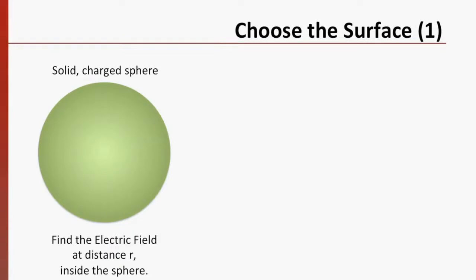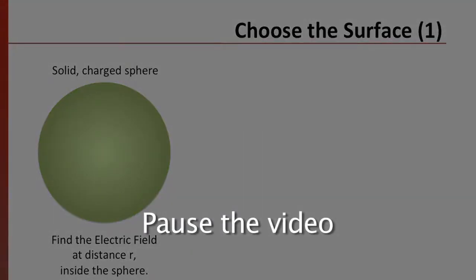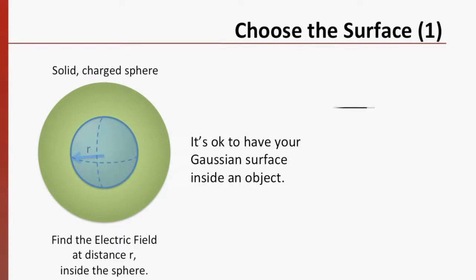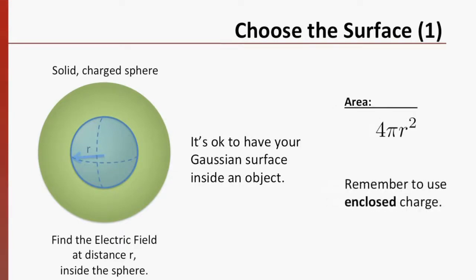Here's your first challenge. Choose the Gaussian surface that will best fit this charge distribution. We want to know the electric field at a certain distance from the center of this solid sphere. What surface would you choose? A sphere inside our existing sphere will be easiest. This example helps us remember that the Gaussian surface can be inside an object. We'll need to remember to use only the charge inside our volume, not the whole charge of the sphere.